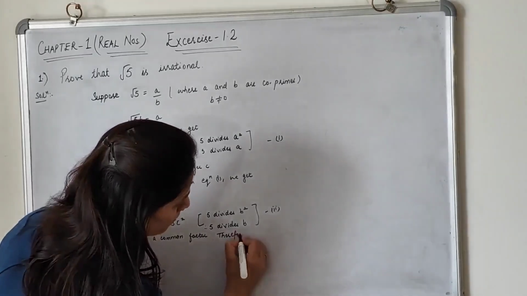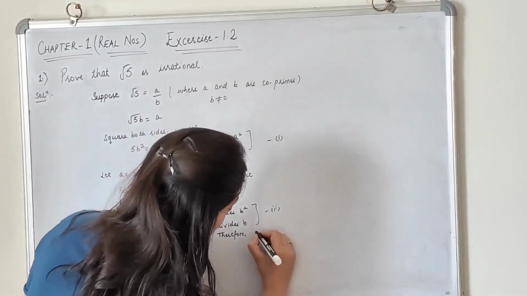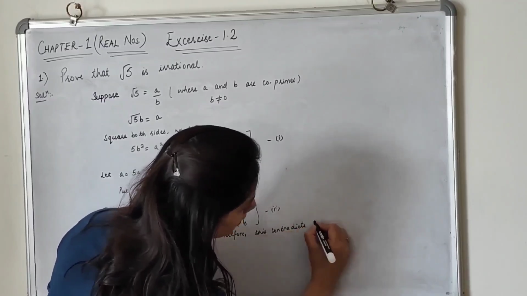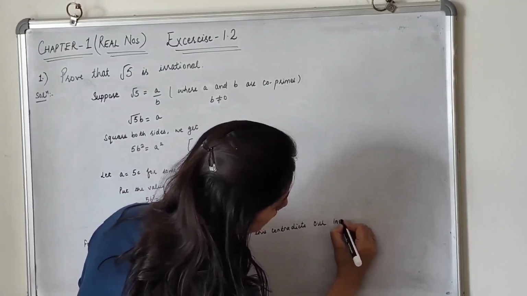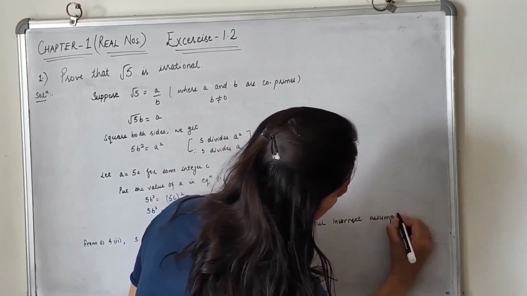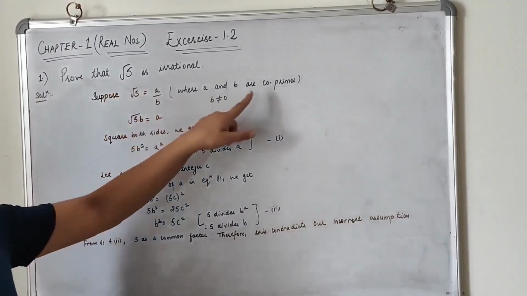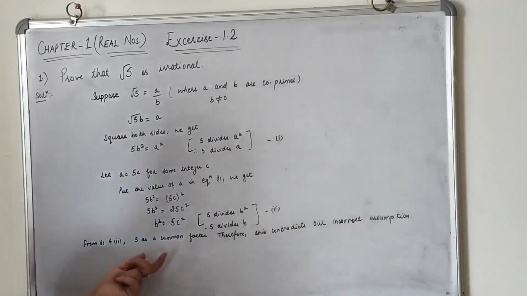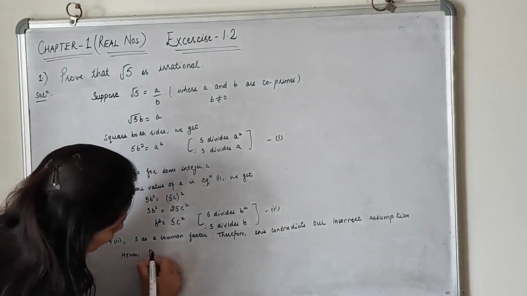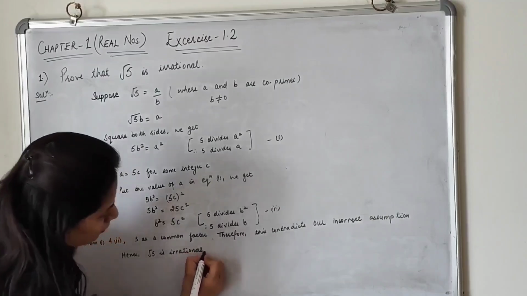Therefore, this contradicts our incorrect assumption that A and B are co-primes, but here what we are getting is 5 as a common factor. Hence root 5 is irrational.